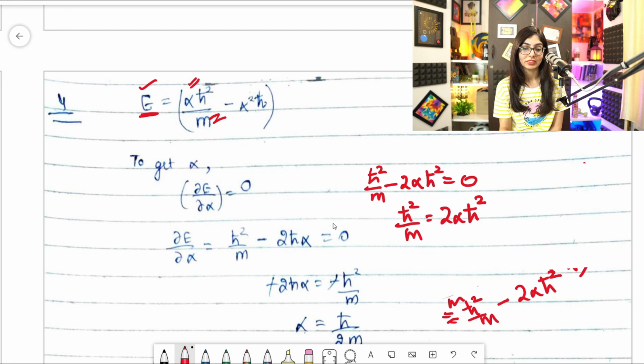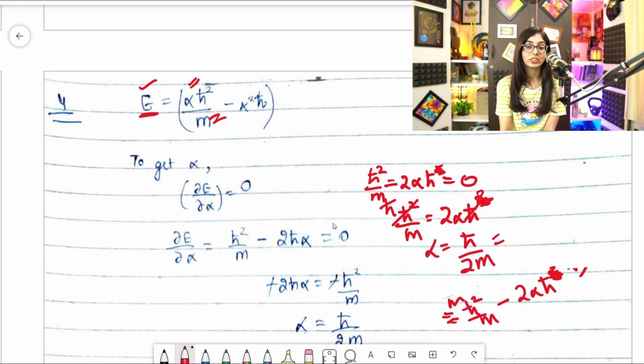I think I have made some mistake over here, so let me see what I have done. It is not square, guys. Already it was not square earlier, you can see over here. Excuse me for that. It is just H cut, and if you put it equal to 0, this alpha would be H cut by 2m. Please don't get confused. It was initially not square, so I was putting square by mistake.